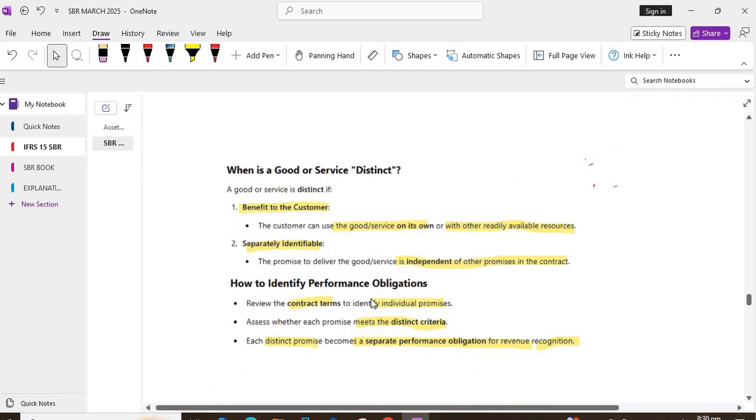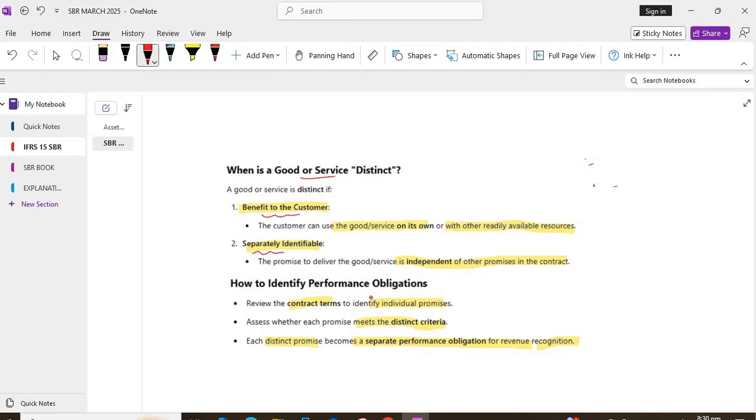Okay, now what do we call a good or service that is distinct or not? There are two main points you have to remember for goods and services to be distinct. The first one is benefit to the customer, the second one is separately identifiable. Clear? So a performance obligation is a promise in a contract to deliver distinct goods or services to a customer.